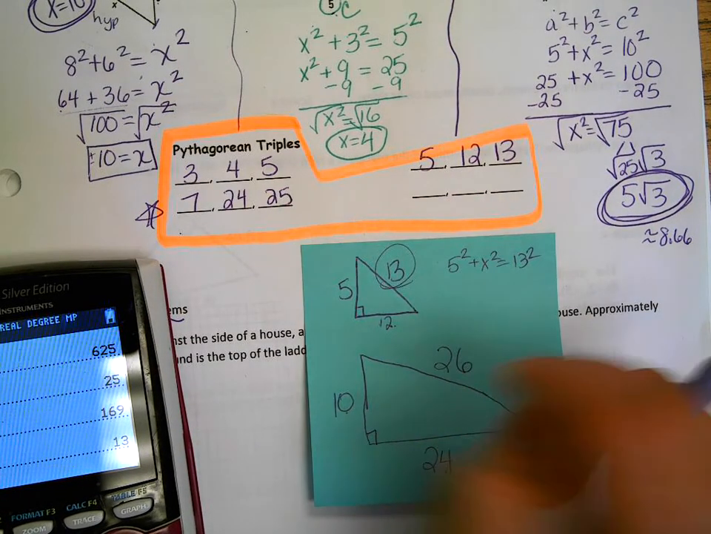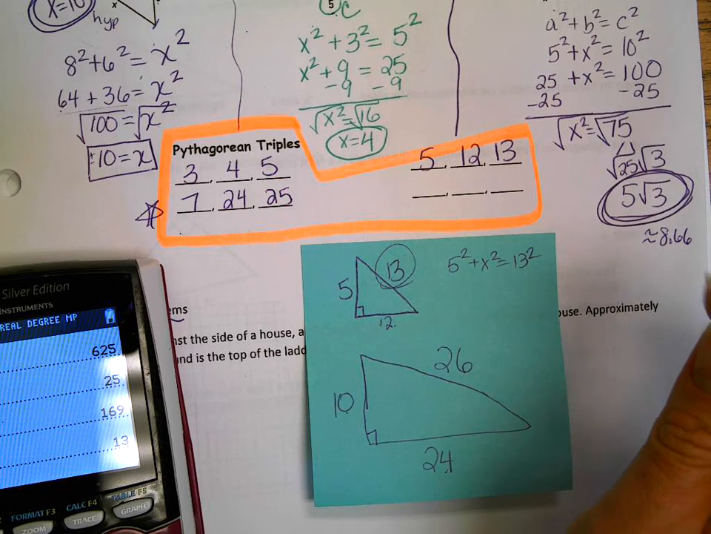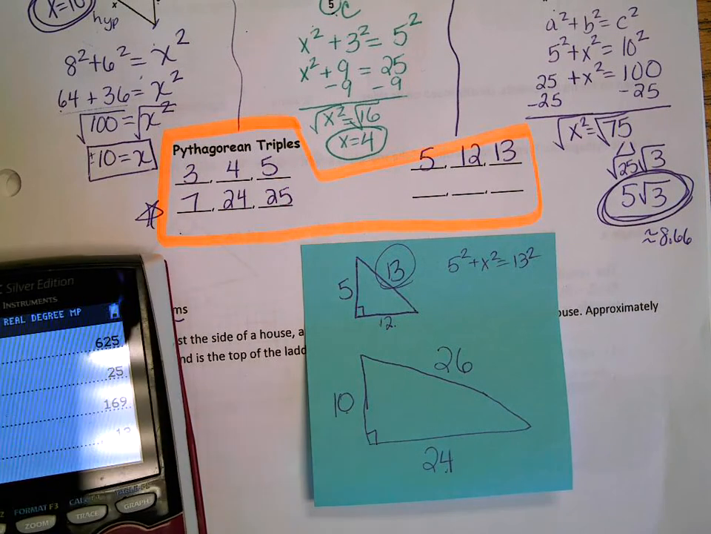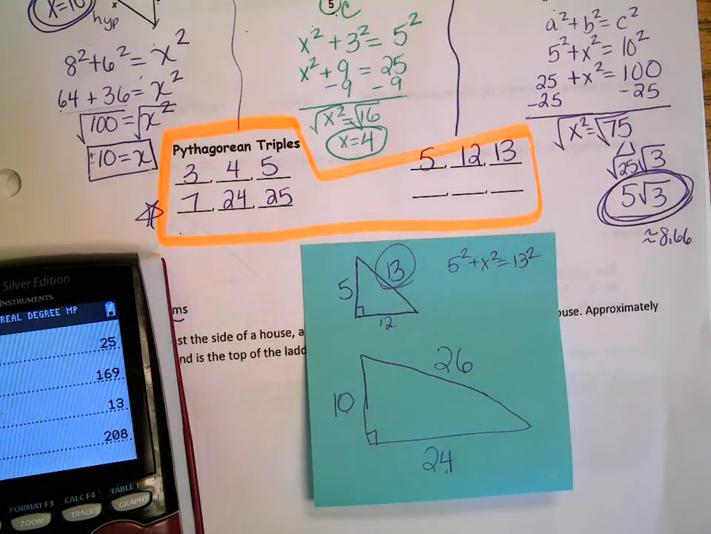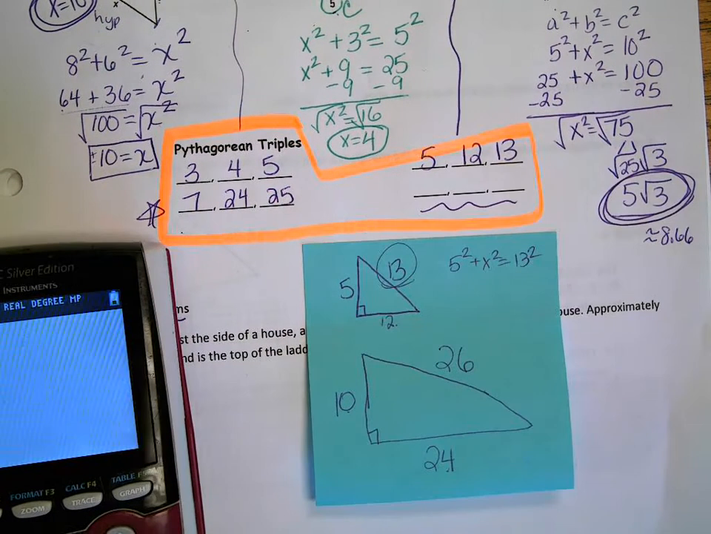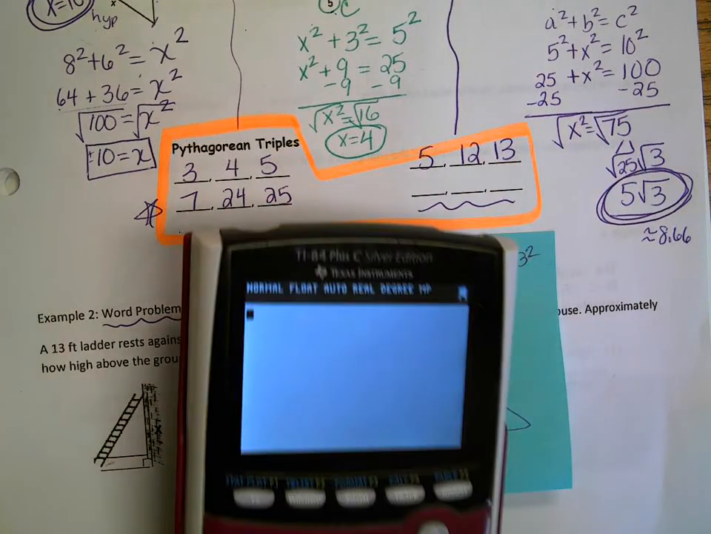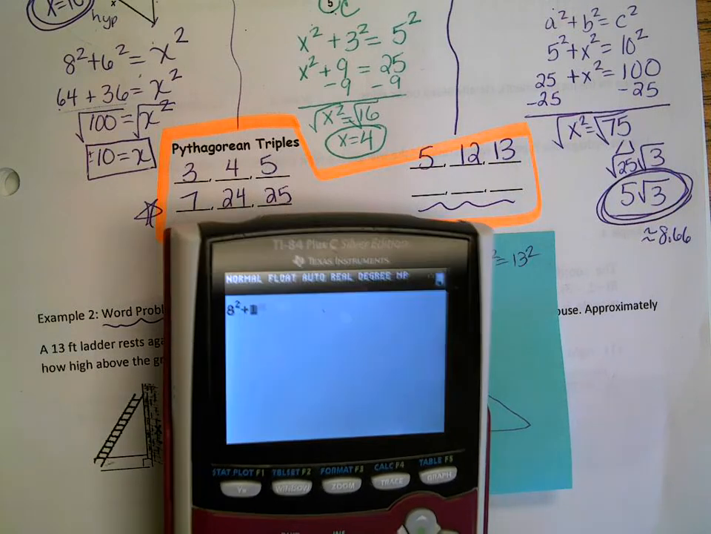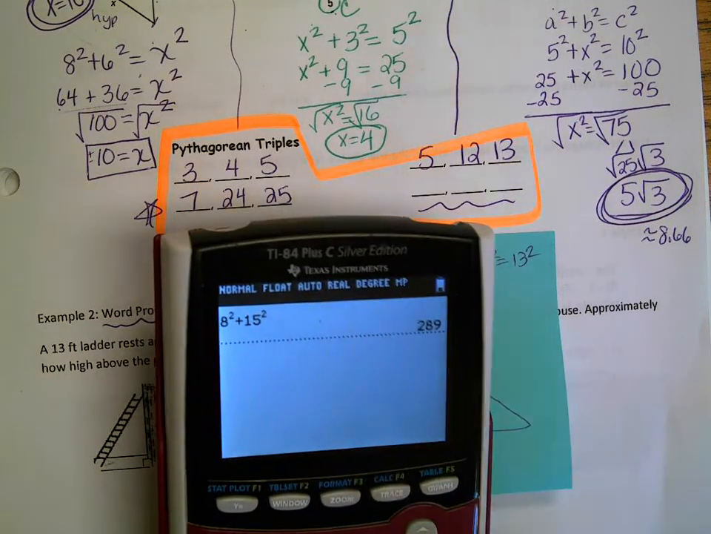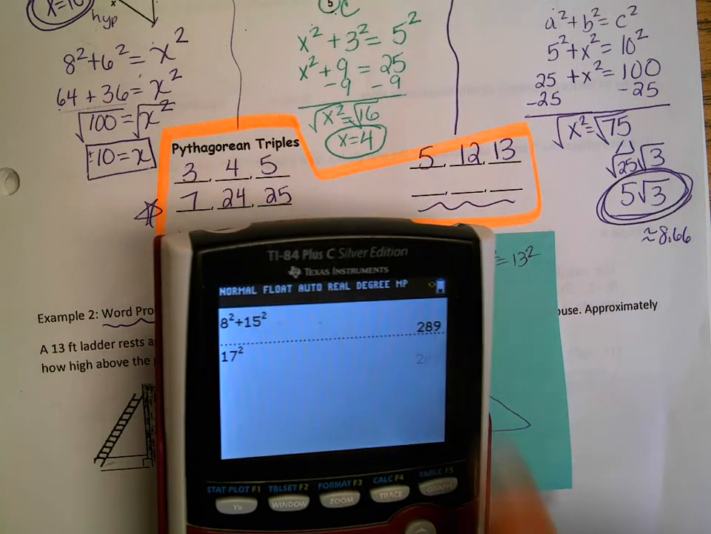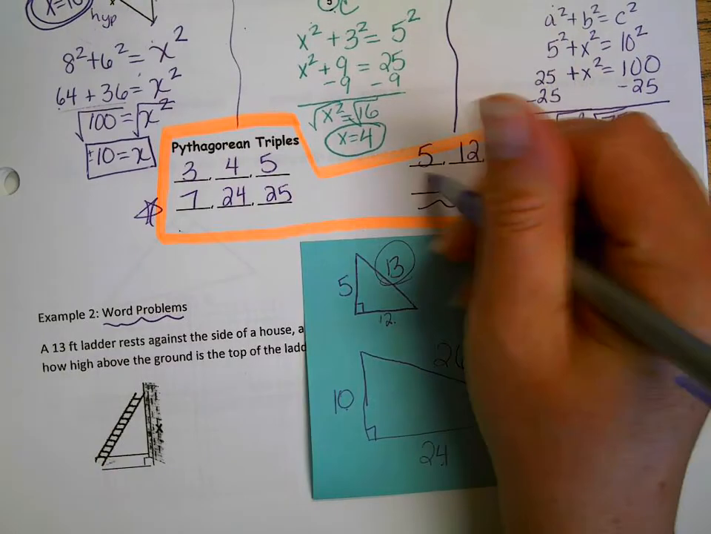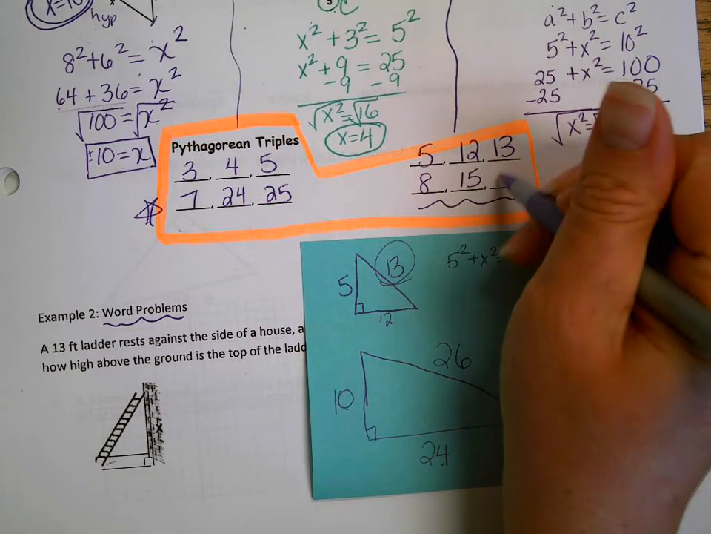There's one more right now that's escaping me. 8 squared plus 12 squared. No, that's not it. 8 squared plus 15 squared. I did have to cheat and look this up. That gives us 17 squared. So 17 squared is 289. So the other triplet there is 8, 15, 17.